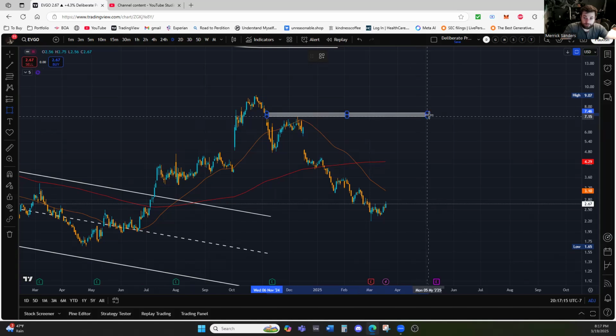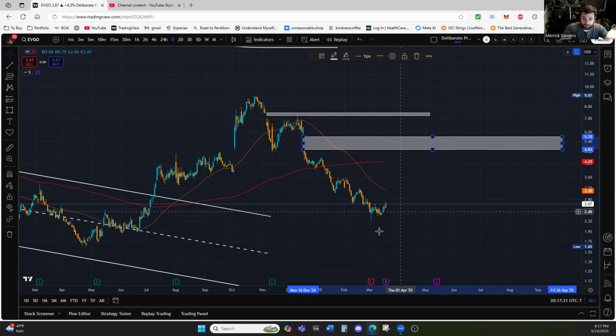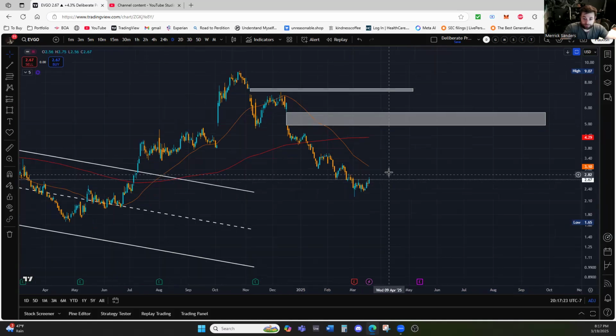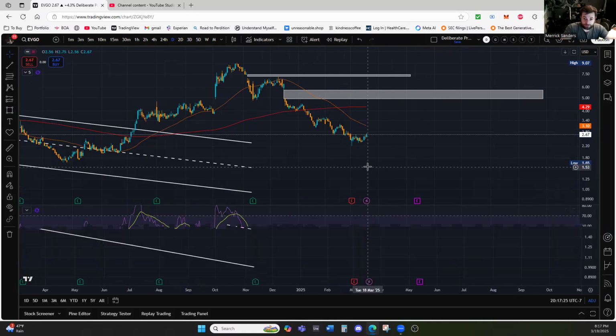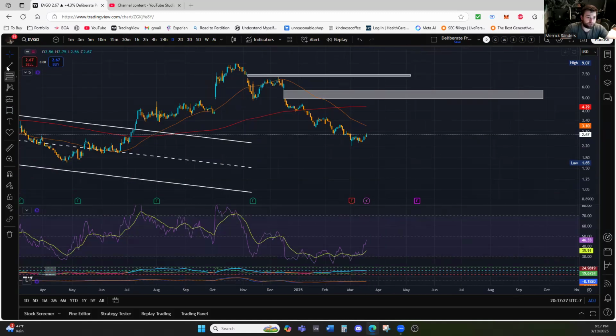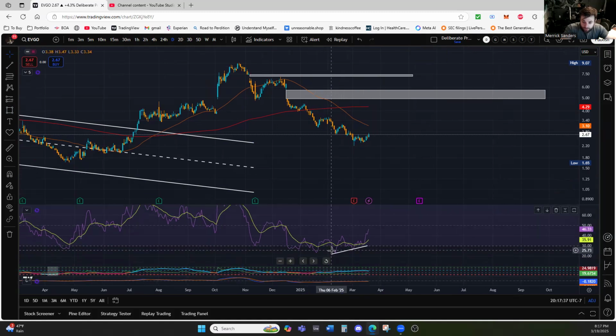Tiny little gap right there up at 7.20 to 7.50. We got this big gap right here. I was going to say this has to have divergence on it. We can also see we've got two touches of divergence on this daily time frame on these lows.